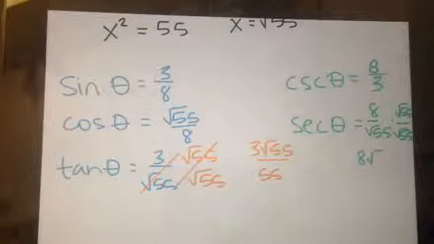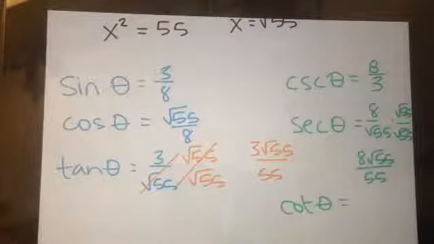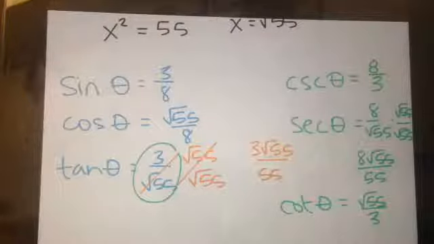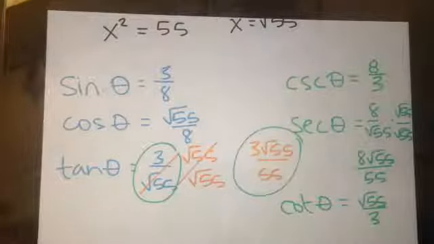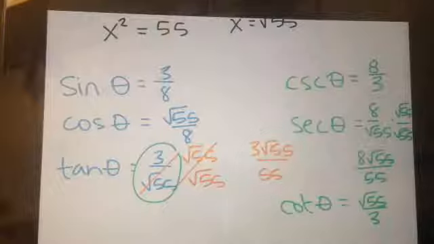And then last, for cotangent of theta, don't flip this one. If you go back to the original one that you had, then it's going to be root 55 over 3, which we're allowed to have. So I'm going to leave this as root 55 over 3. If you had flipped this one right here, then you would have had to simplify the problem all over again, and it would have made your life a little bit harder.